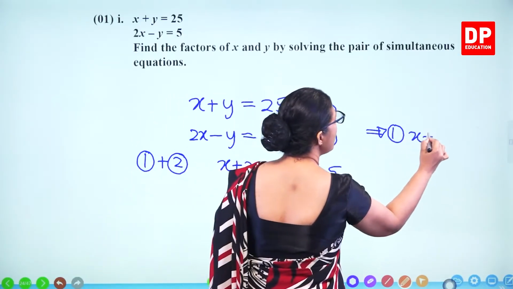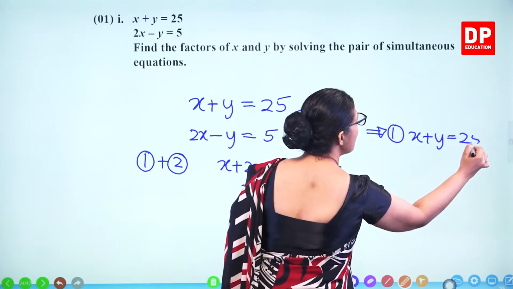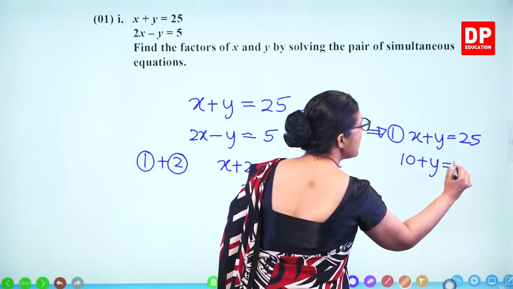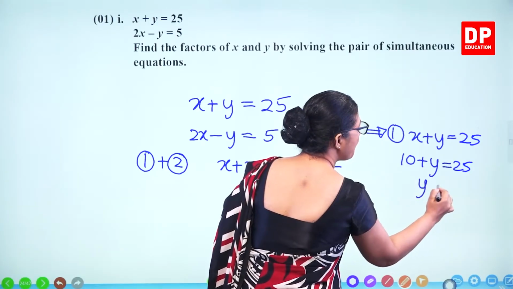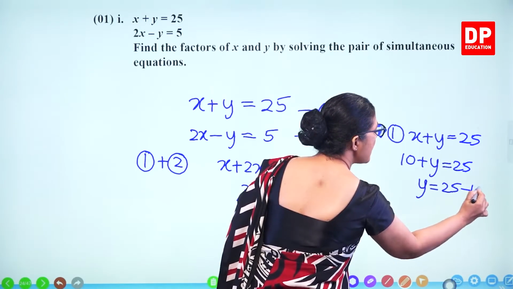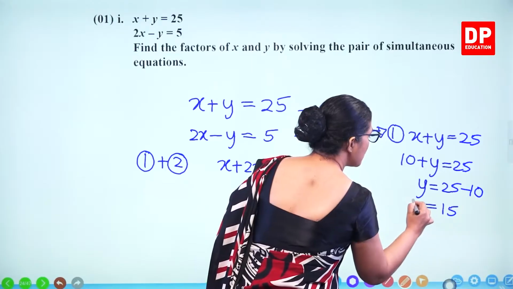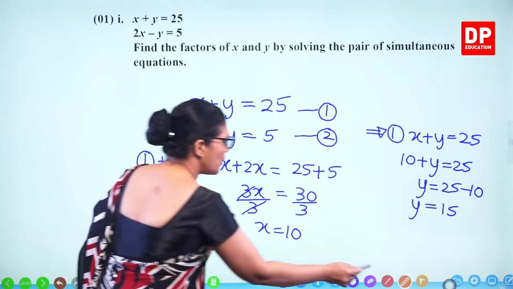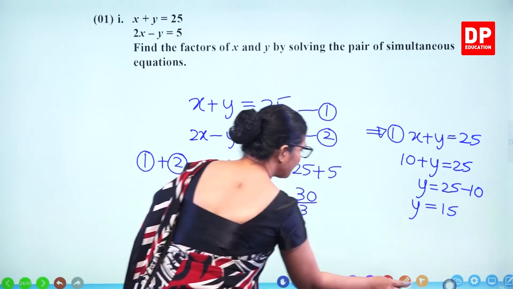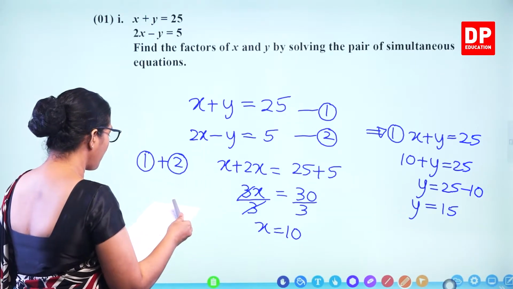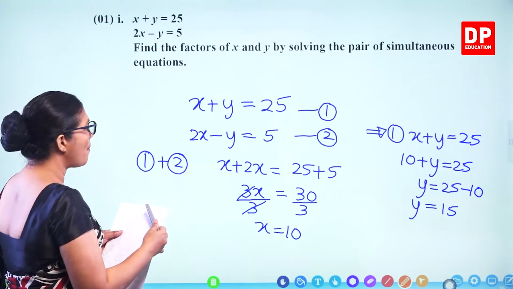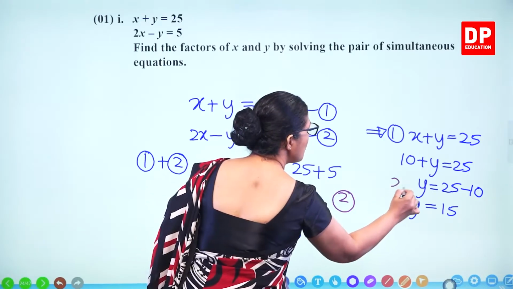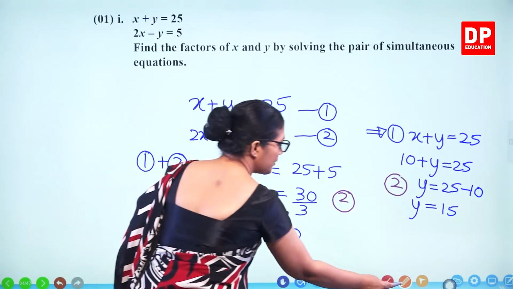X plus y equals 25. X is 10. 10 plus y is 25 means what is y? 25 minus 10, you get 15. X is 10 and y equals 15. So we'll give marks for that. So you get 4 marks. 2 marks for finding x and 2 marks for finding y value.